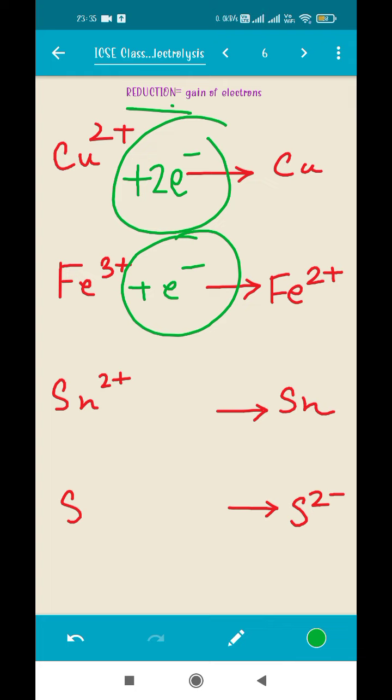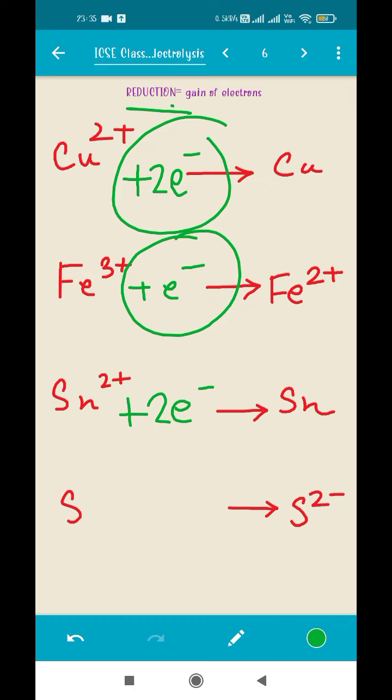Next we have Sn2+. It is also converting into Sn, just like the first case. Initially there were 2 electrons less. In the next phase it has no electron less. That means obviously 2 electrons have been added to it in order to make it neutral. So 2 electrons have been added. This is also reduction.